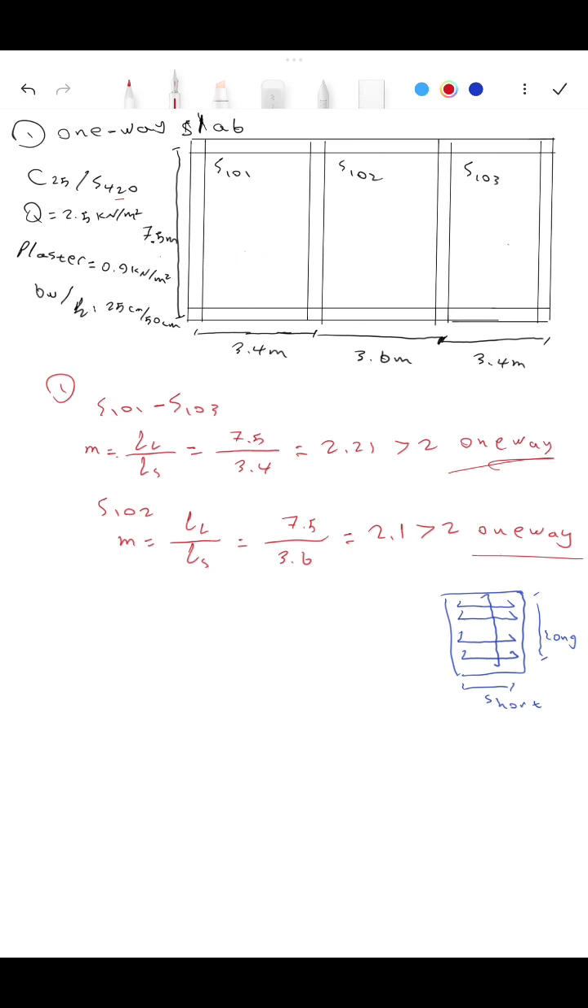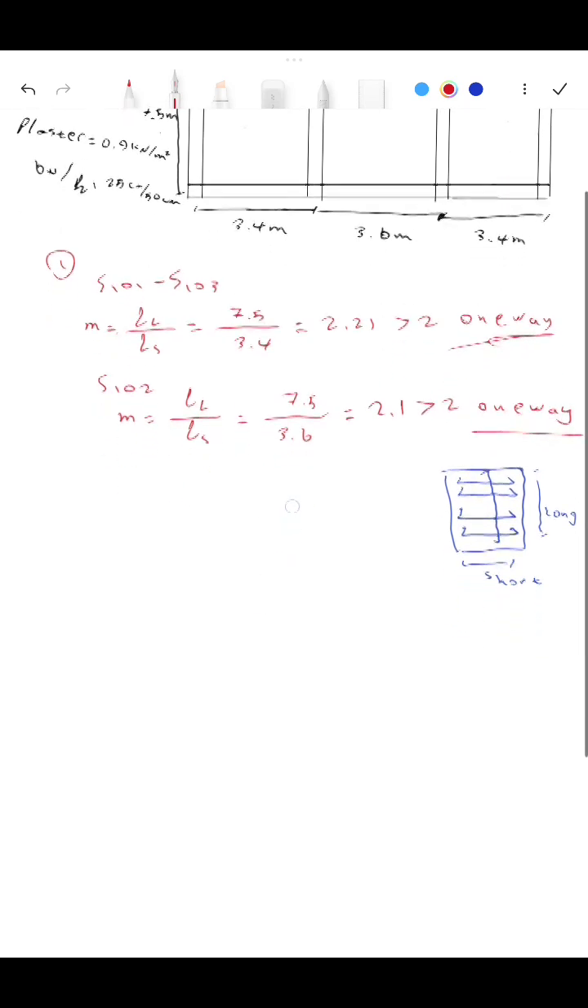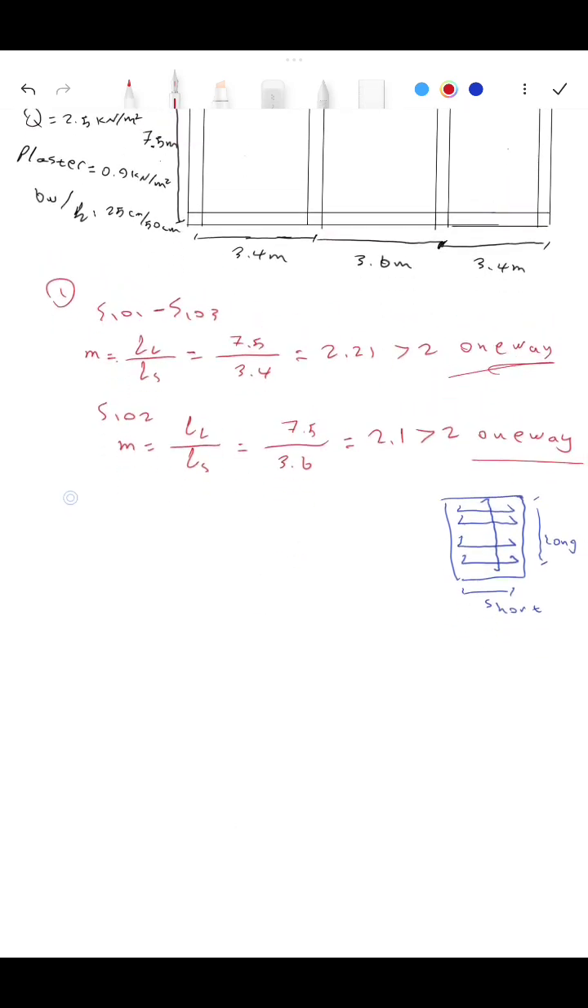Some doctors might consider it as continuous and some as simply supported. I will consider it as simply supported, and this one is also simply supported, but in the middle it will be continuous because it's connected from both sides. Okay, so how to solve this second point? We will start from S101 and S103 again.